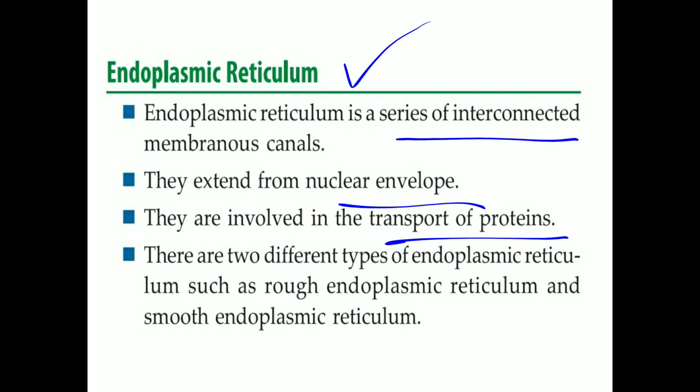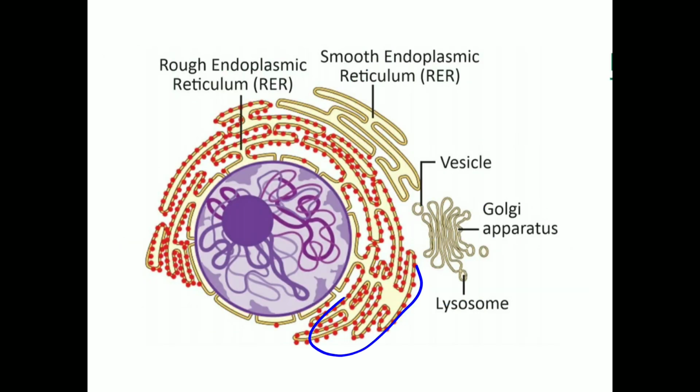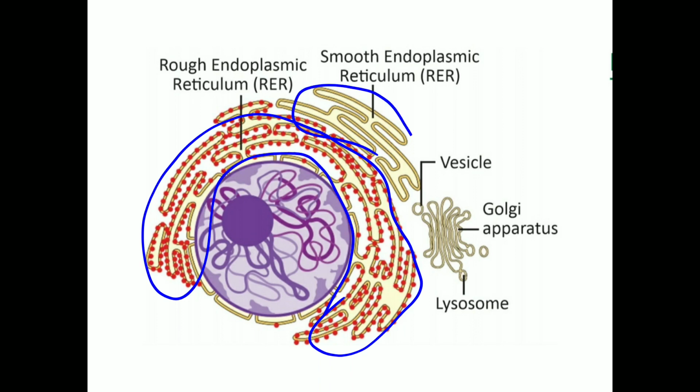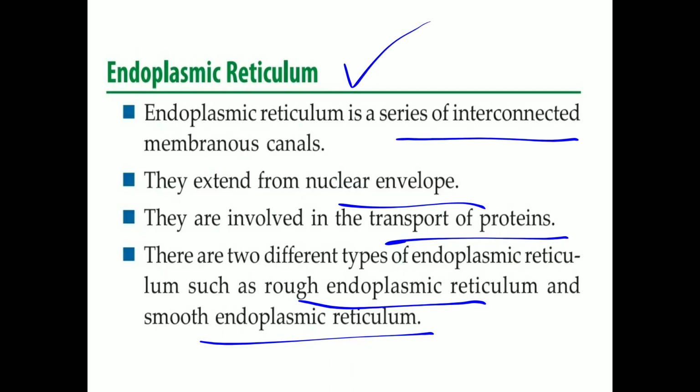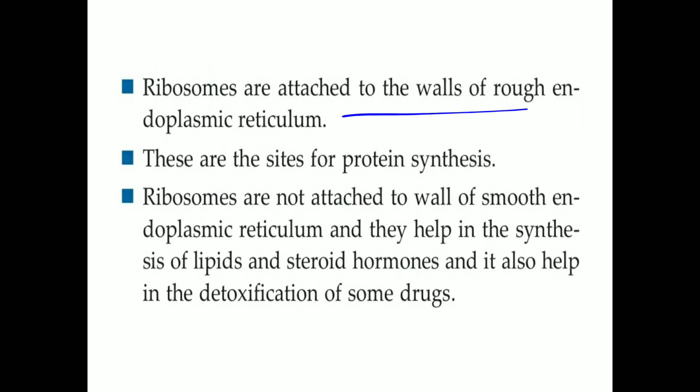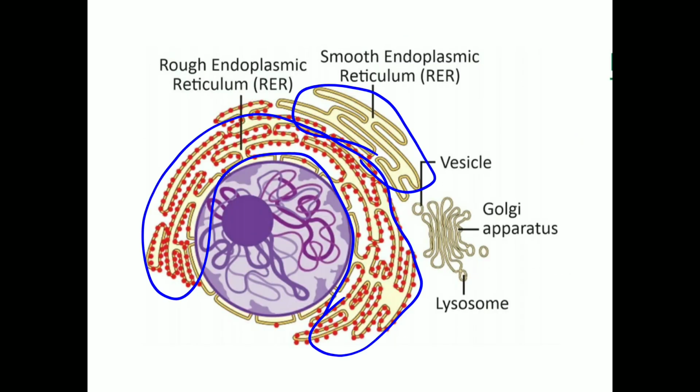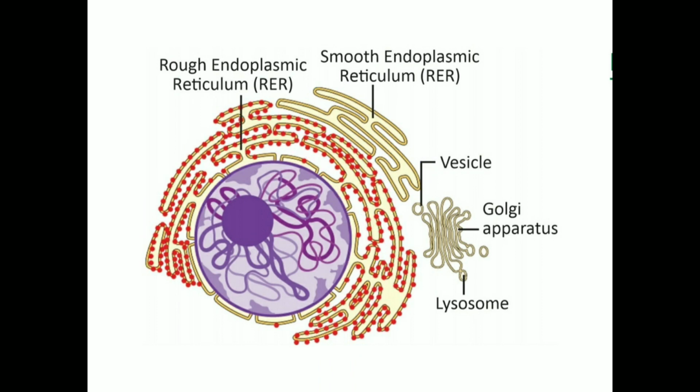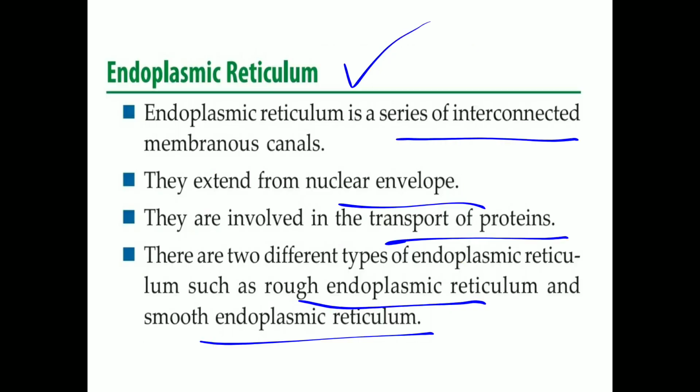There are two different types of endoplasmic reticulum. One is rough endoplasmic reticulum, and the other is smooth endoplasmic reticulum. The first one is rough endoplasmic reticulum. Here it is, and in continuation to that is smooth endoplasmic reticulum. Ribosomes are attached to the walls of the rough endoplasmic reticulum. You can see the granular structures attached to its walls, and there are no ribosomes attached to the smooth endoplasmic reticulum.